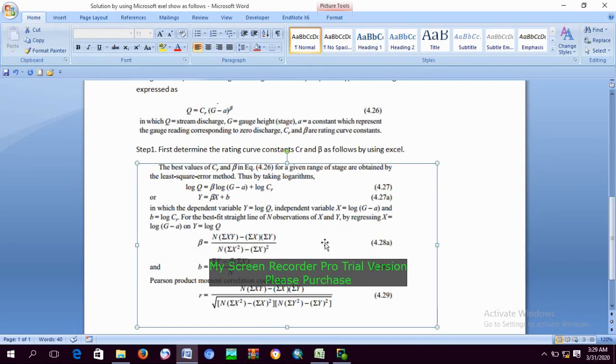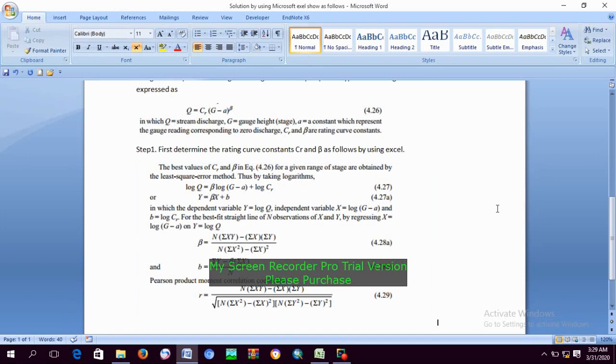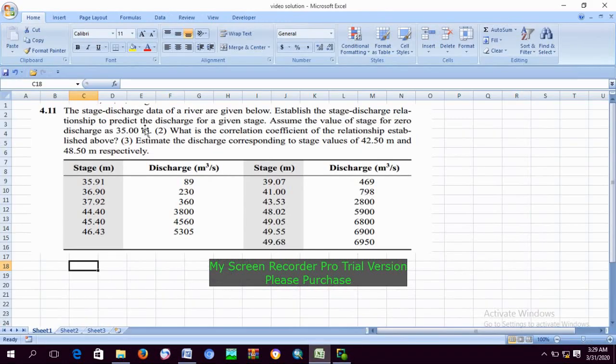In order to simplify our calculation, we can use Microsoft Excel. So the first step is to open Microsoft Excel. So this is Microsoft Excel. After opening it, we should arrange the data in a suitable manner. For example, we can arrange it like this: stage in meters, and also discharge in meters cubed per second.